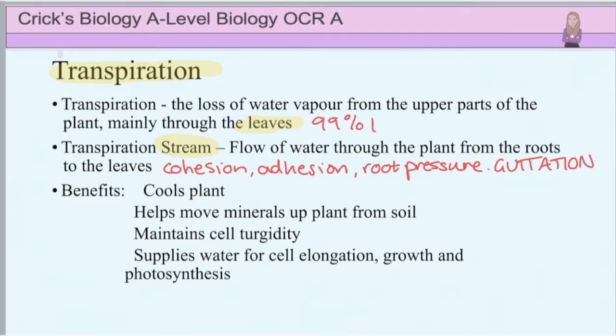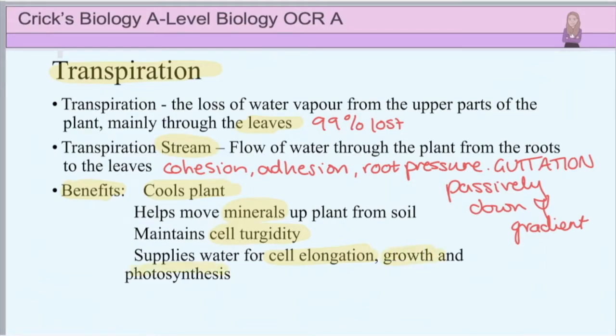The water moves passively down the water potential gradient from the roots to the air surrounding the leaves. The gradient of the water potential is the driving force behind the movement of the water. The benefit of the transpiration stream is that as the water evaporates from the leaves, it cools the plant. The water transports minerals up the plant from the roots. The water makes sure the cells remain turgid, and it also supplies water for cell elongation, e.g. phototropism, for growth and for photosynthesis.